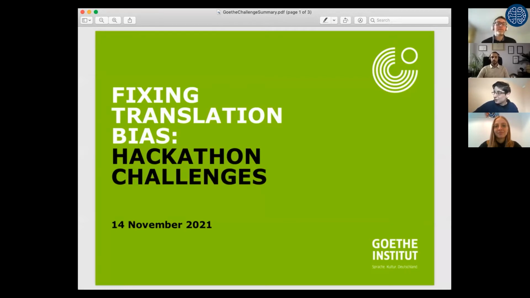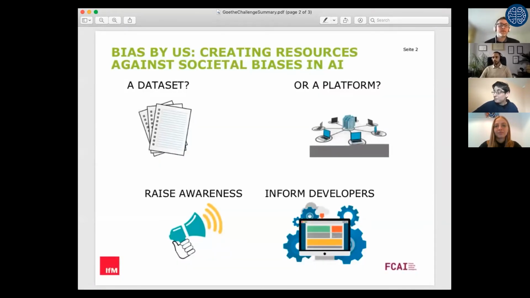So first of all, the challenge addressed by Janiça's team with the solution Bias by Us was the challenge creating resources against societal biases in AI. This was proposed by the IFM in Germany and the Finnish Center for Artificial Intelligence. And the idea was really around, as Simon said, we need people to be aware of these problems. We need them to care.